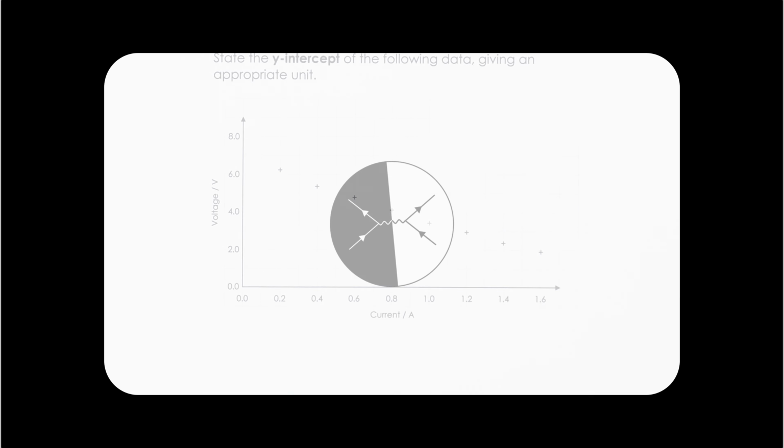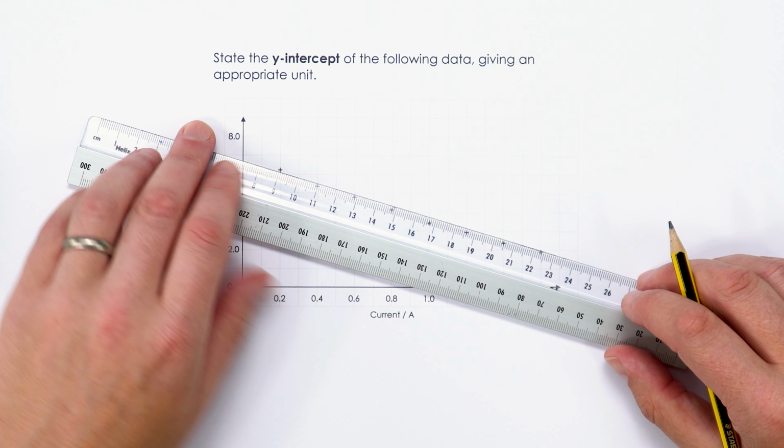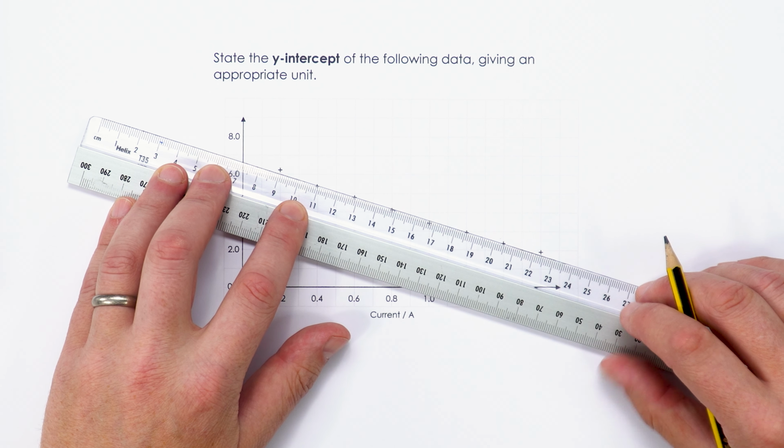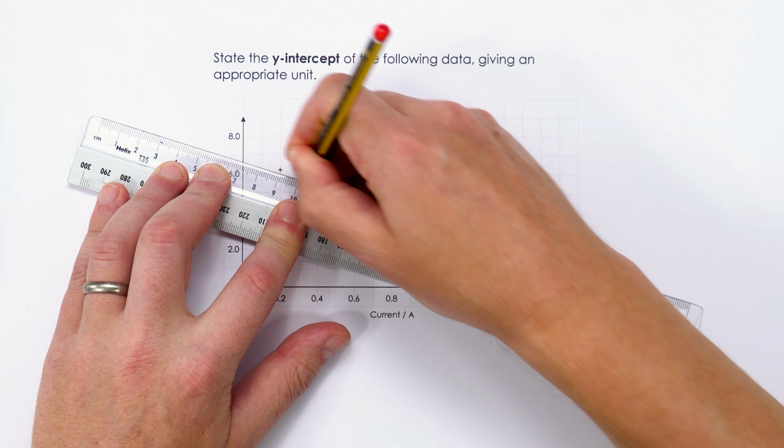This worked example looking at the y-intercept should take less than 10 seconds to complete. So the first step is just to draw in a line of best fit that goes through this data. I think something like this is appropriate.